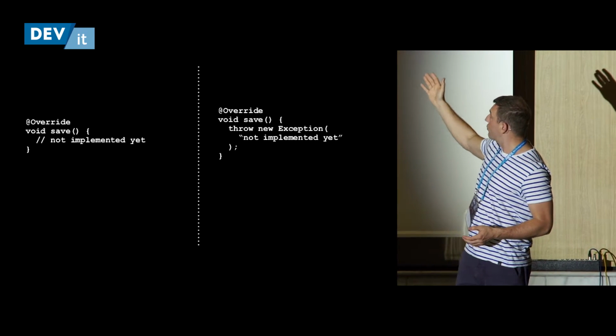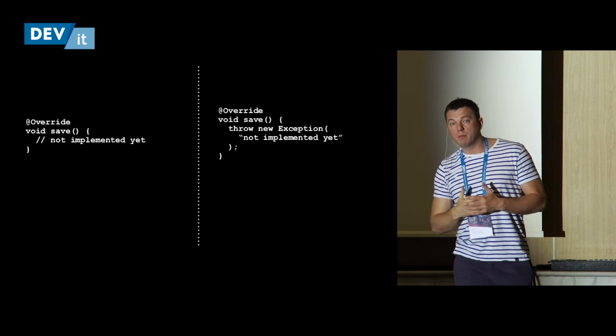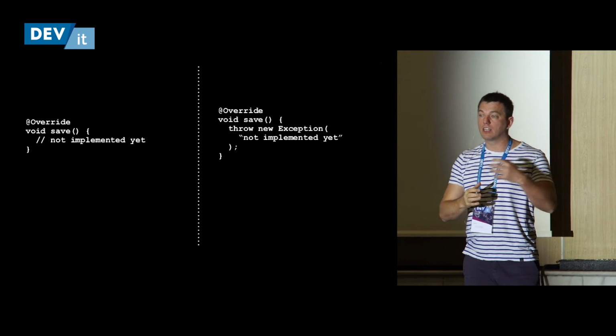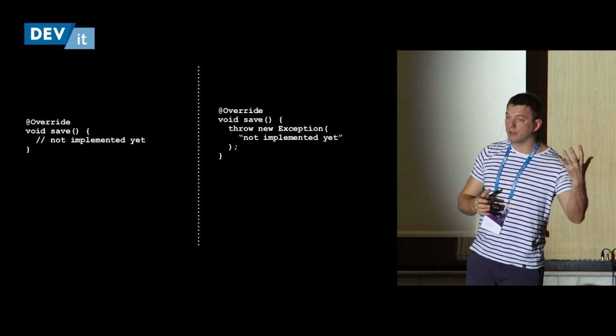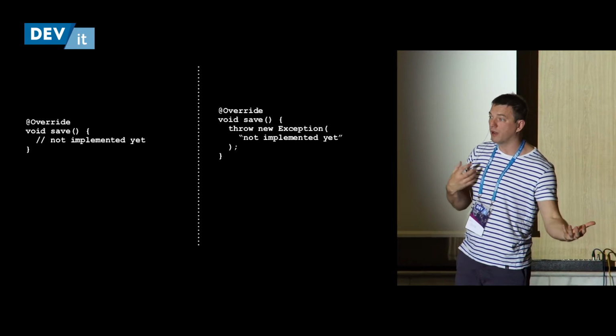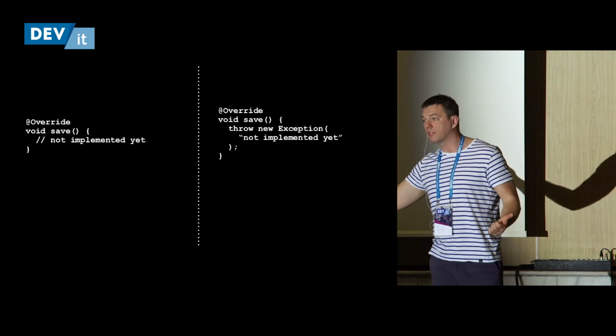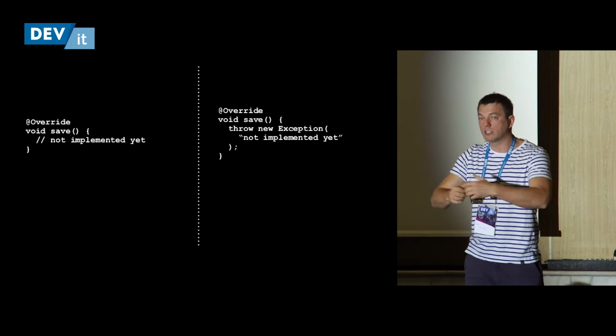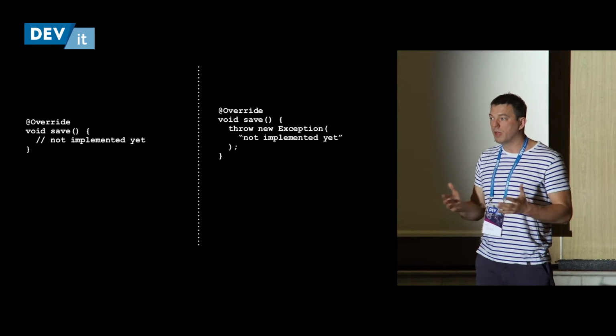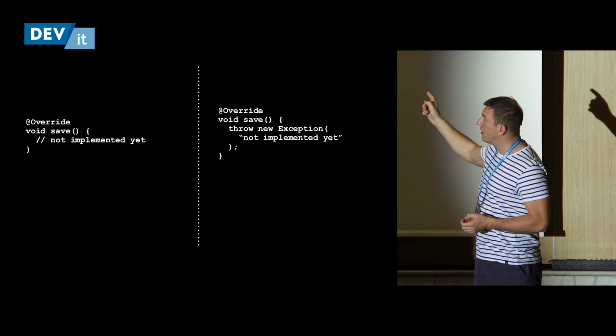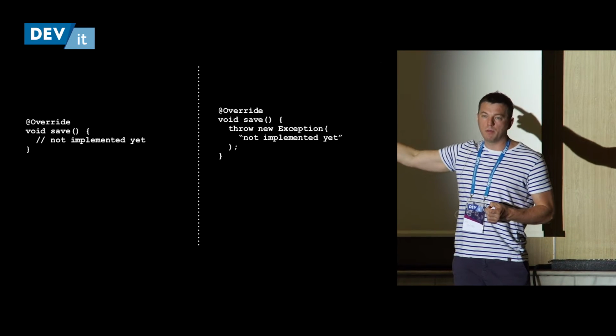In that case, we throw an exception and we say it's not implemented yet. And in that case, the client will be at fault. It's going to be the client's fault, not my fault. The client will call method save and the execution will immediately break. They will not be able to continue. So this is the right way, and I've seen a lot of examples of how people use that way.